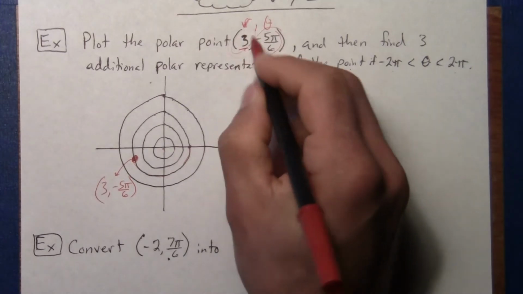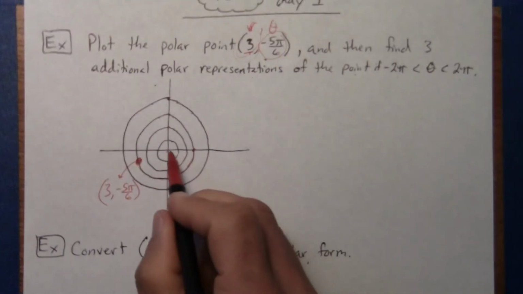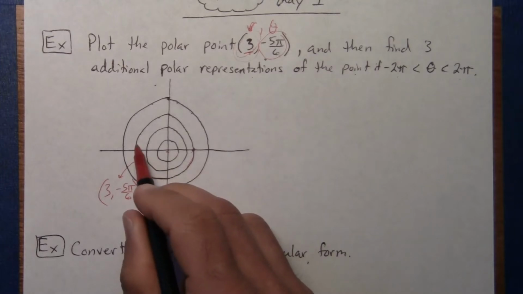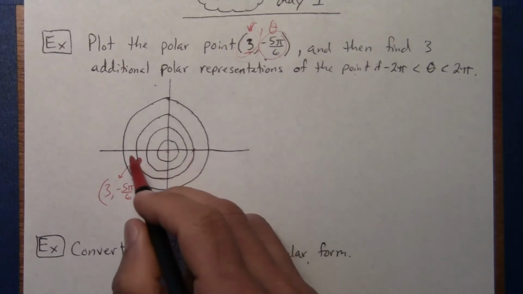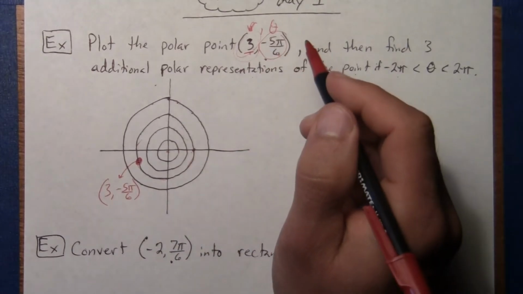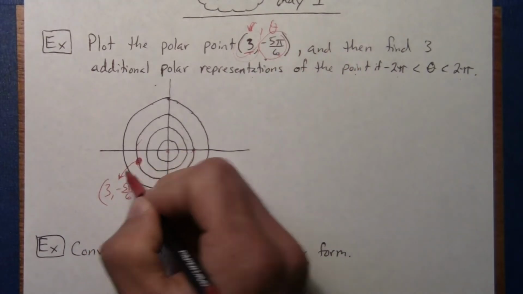So the r value tells you what ring to start on. If it was negative 3, you would have started here and then moved negative 5 pi over 6, or I guess that would be up here, wouldn't it? And the angle just tells you how far you're going to move. All right, so there's the point.